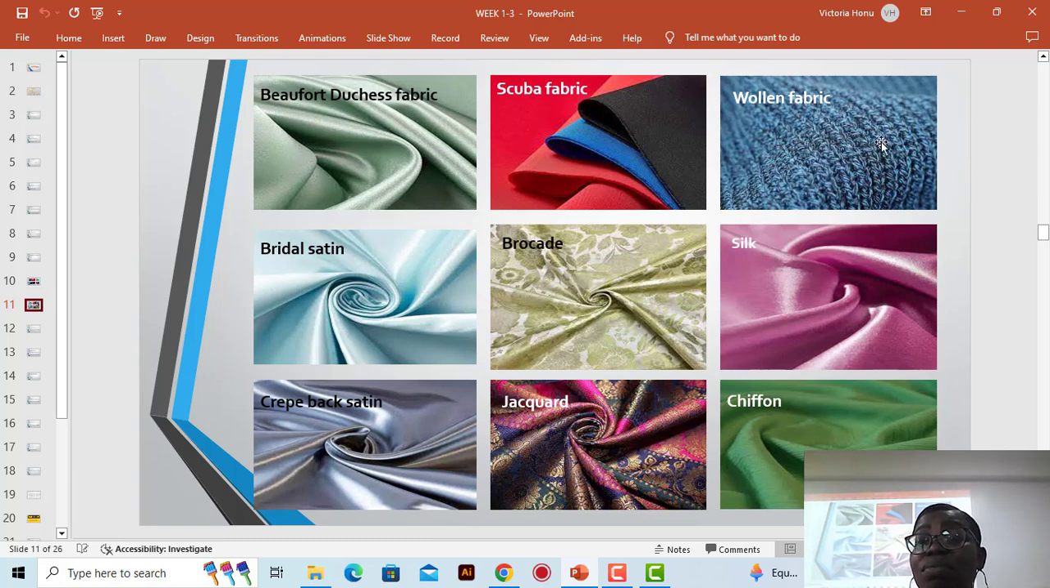If you wear something like this, depending on how thick it is, if it is cold and you don't take time, cold will catch you. Some are light, some are heavy, depending on what you want to do. Then we have the bridal satin, which we all know. We have the brocade. I'm sure we know brocade, right? So let me not talk.